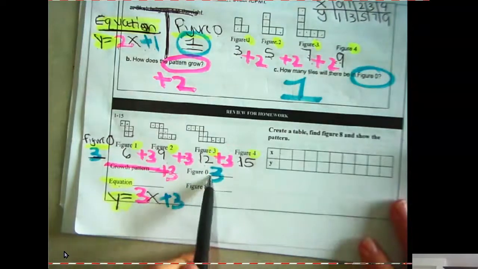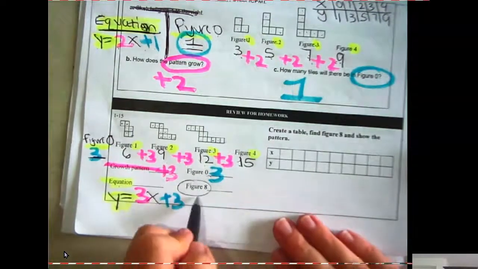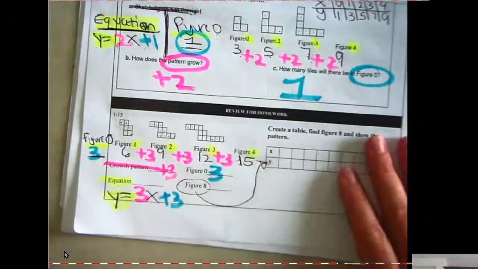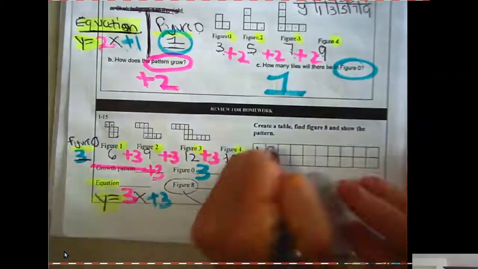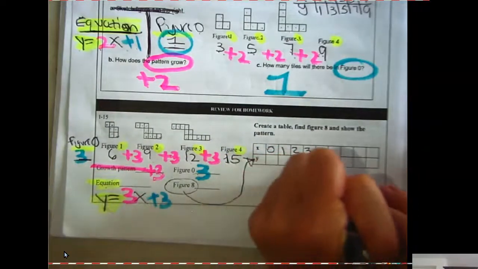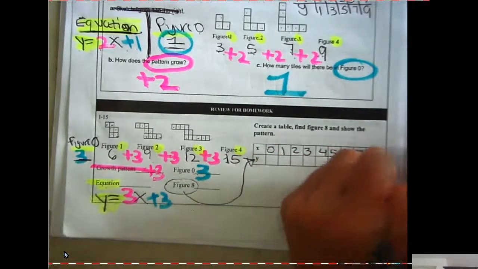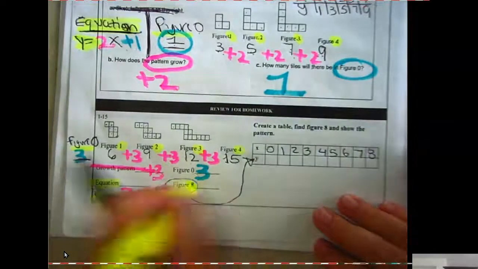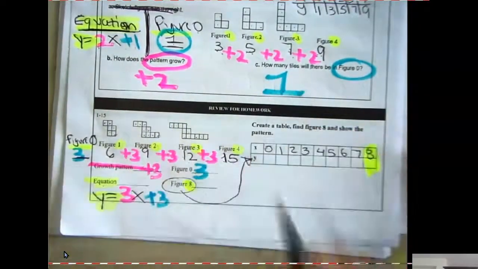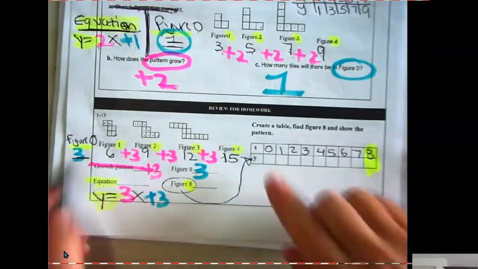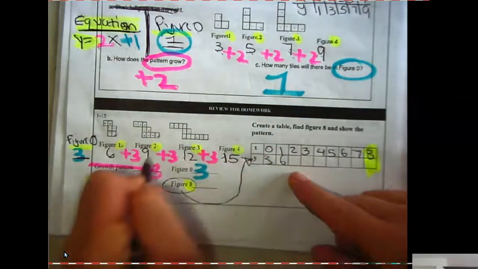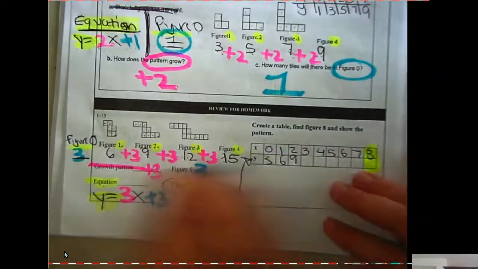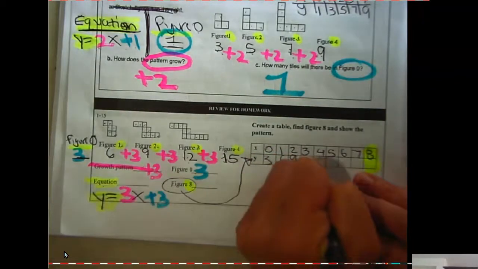Now they want figure 8. So to get figure 8, I'm going to use the table. Anybody know what number I start with? 0. 0, 1, 2, 3, 4, 5, 6, 7, 8. So that means figure 8. Look at it right there. Okay? So let's see. 0, 3, 1, 6, 2, 9, 3, 12, 4, 15.